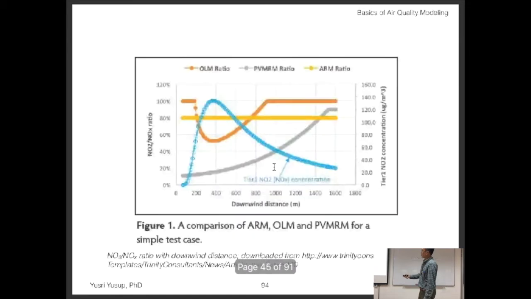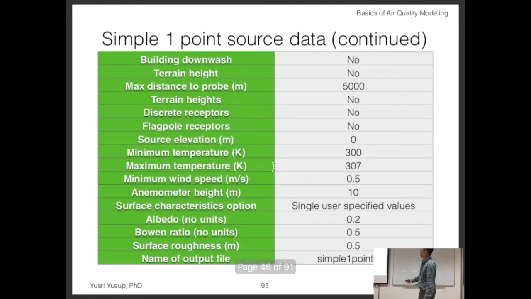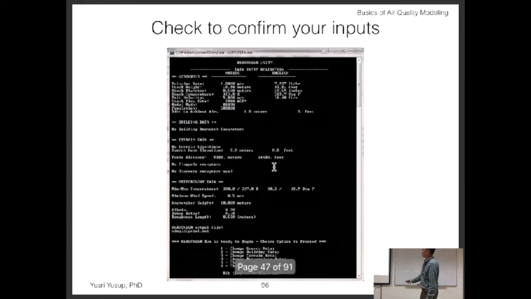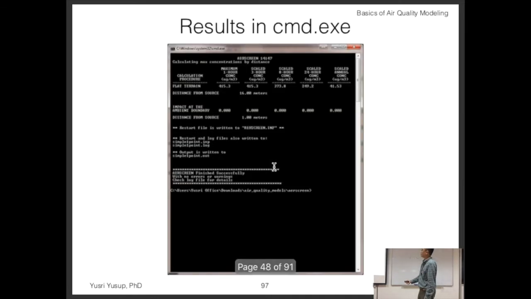Now this we can ignore for now because that is related to the AFCM. This also I just ignore for now. And then all the other points, there's a lot of questions, but you just write it there. It's quite simple. And then the output is this. That's the results. Check to confirm your inputs.